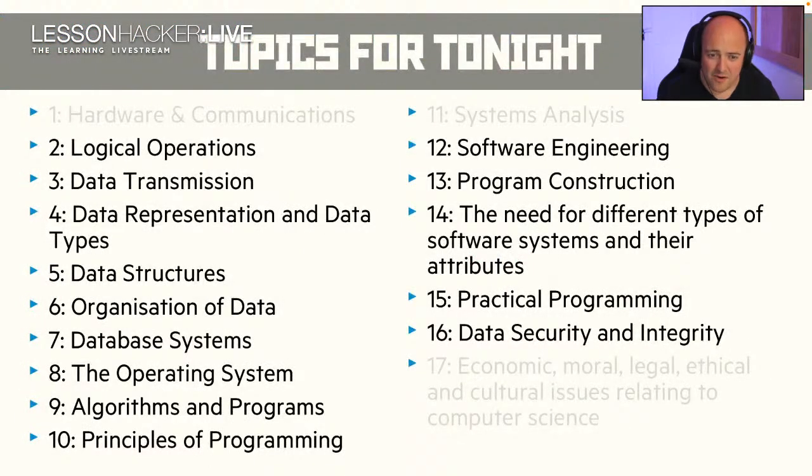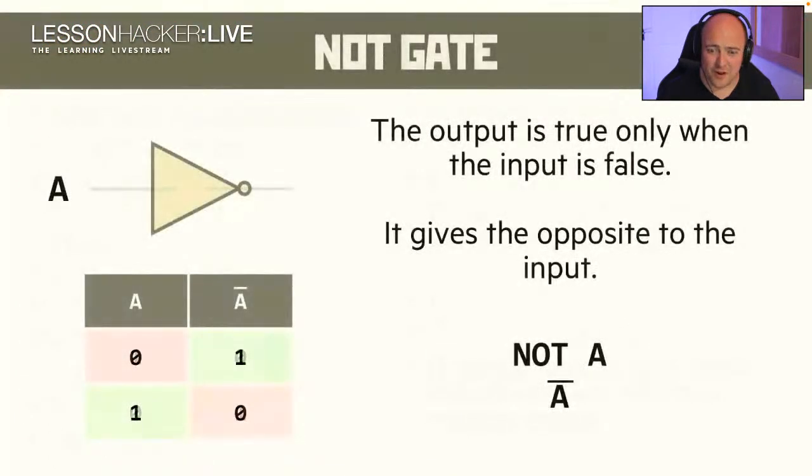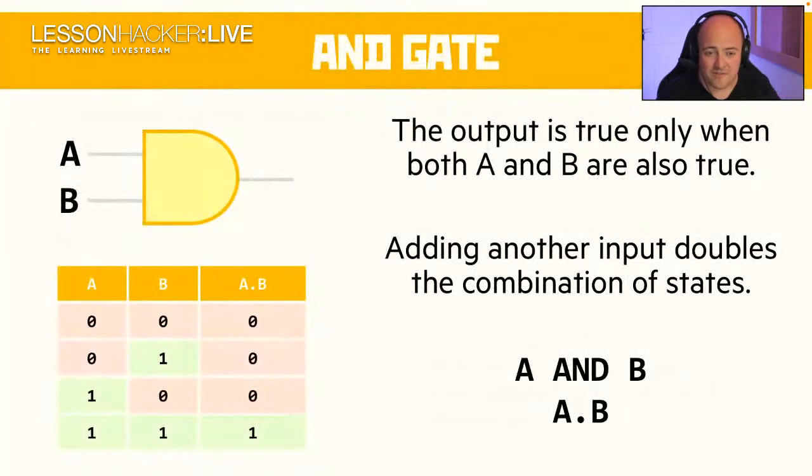How are we doing? Oh, running slow. Let's get on to logical operations. A quick reminder, your NOT gate inverts the input. So if a one goes in, we get a zero on the other side. That's identified by the little line above the letter.